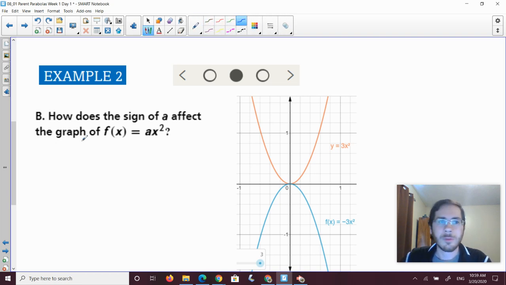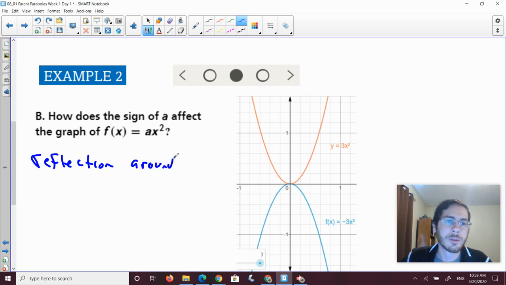If you want to use the math term, we call that a vertical reflection, or a reflection around the x-axis. But it's a vertical flip. It flips vertically.